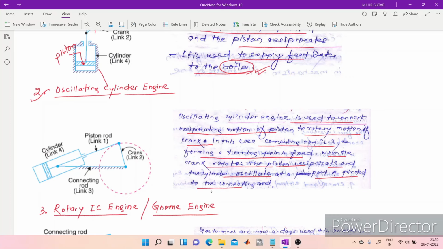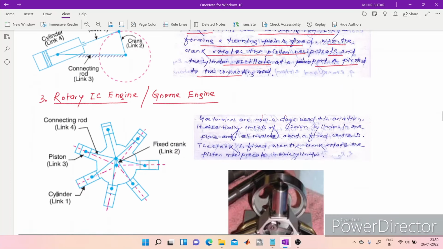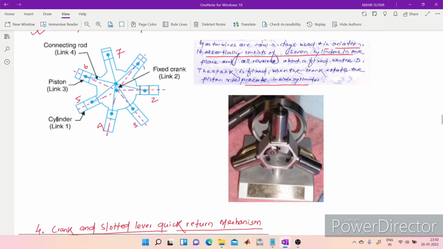Now, the third possible inversion is the rotary IC engine, also known as the gnome engine. These are nowadays used in aviation, and it essentially consists of 7 cylinders in one plane. Here you can see 1, 2, 3, 4, 5, 6, in total 7 cylinders are there. The crank is fixed here, and when the crank rotates, the piston reciprocates inside the cylinder.